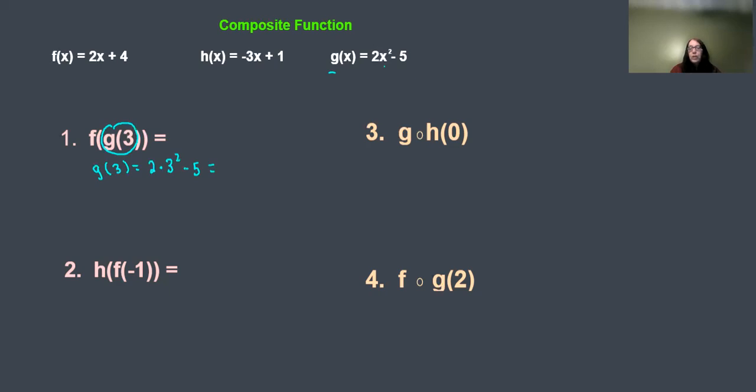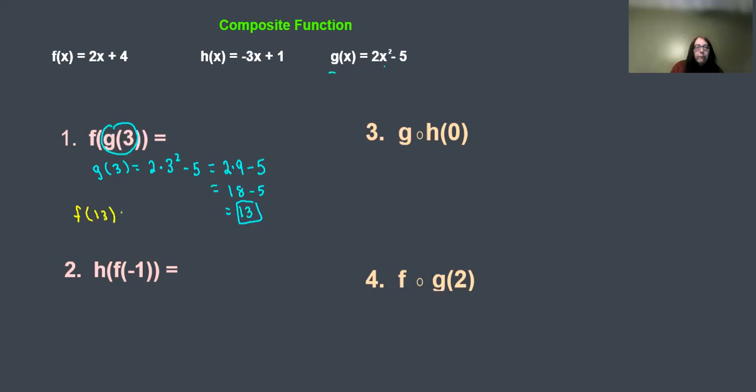Now, order of operation tells us to do what first? Yes, 3 squared. 3 squared is 3 times 3, which is 9, minus 5. Now we can multiply 2 times 9 is 18, minus 5 is 13. So now I can substitute 13 in for g of 3. So I have f, g of 3 is now 13.